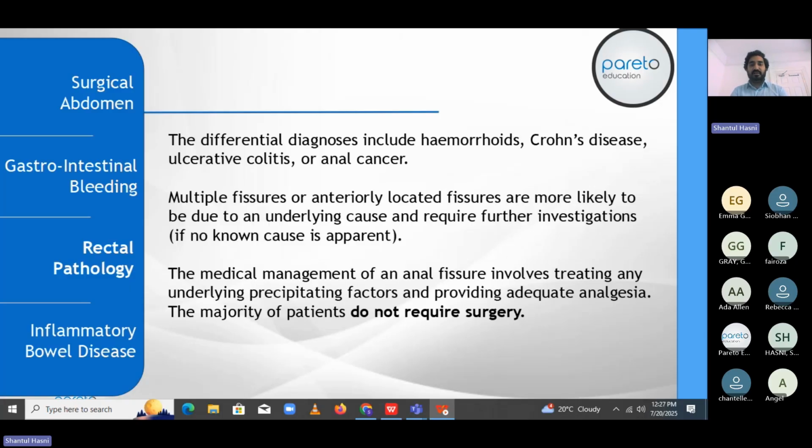Usually medical management is enough. The majority of the patients would not require surgery. Usually treat the constipation and apply some GTN cream 2% and the lignocaine gel, and diltiazem cream, which is a calcium channel blocker. It increases the blood flow to that fissure area and promotes the healing as well.